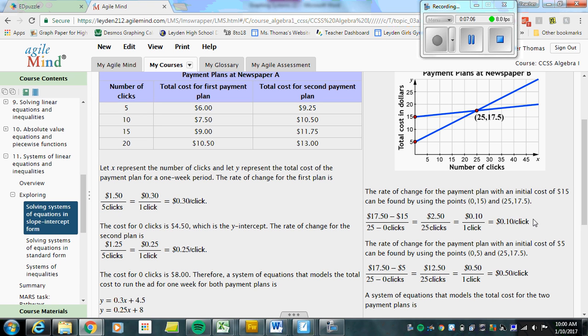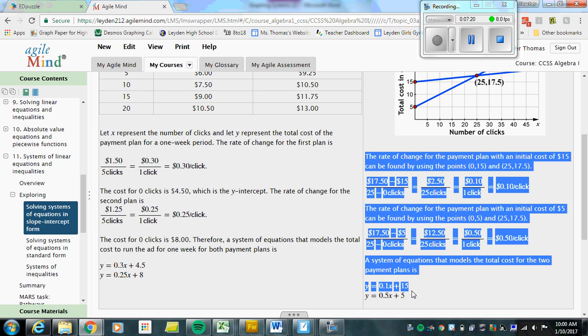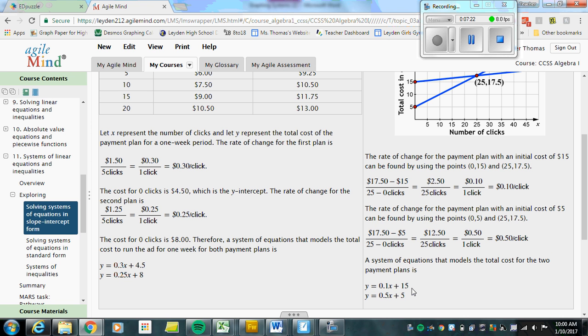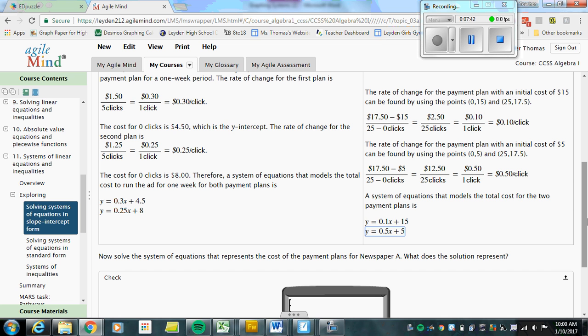So the slope for the first one is 10 cents per click, and the y-intercept is 15. So that function rule is y equals 0.1x plus 15. For the second payment plan, we have a slope of 50 cents per click and a y-intercept of 5. So my function rule is y equals 0.5x plus 5. So now use the graph to answer the following questions.